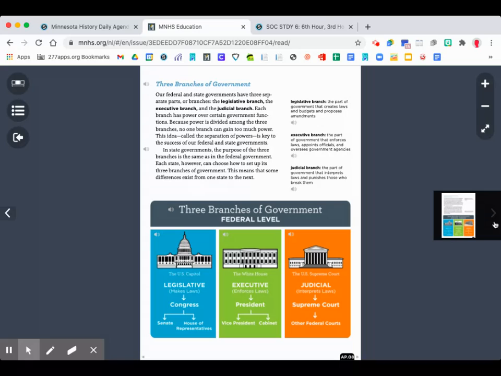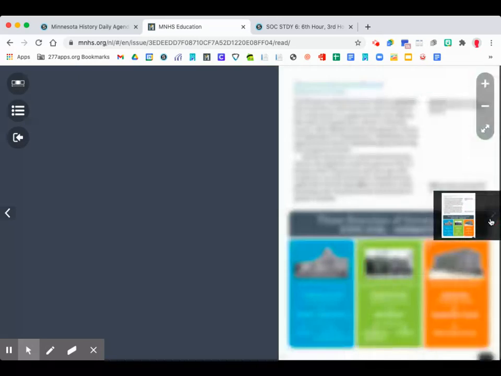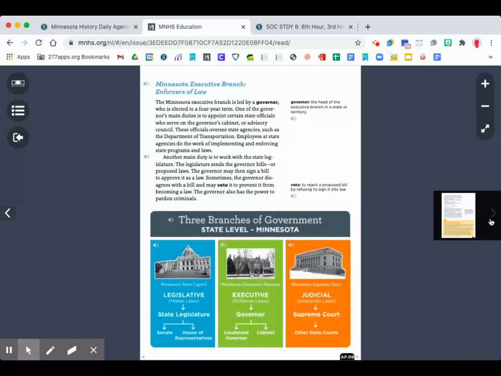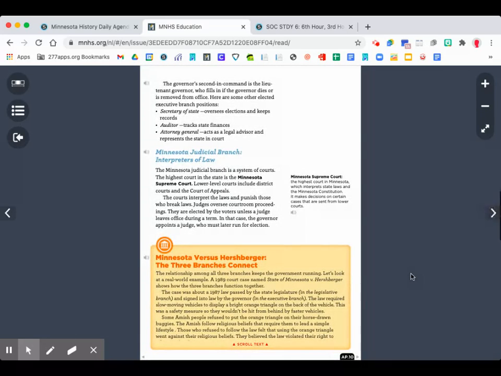We'll talk about the three branches of government. This has been introduced, but we're going to talk about them at the federal level, meaning the United States level, and at the state level. You'll see a very similar system used in Minnesota. We modeled our system off of the U.S. government.